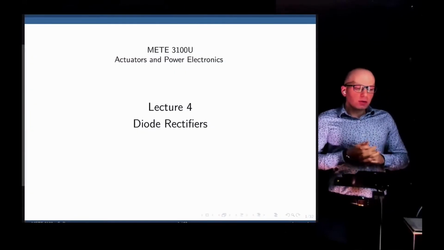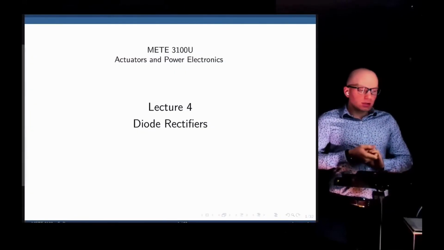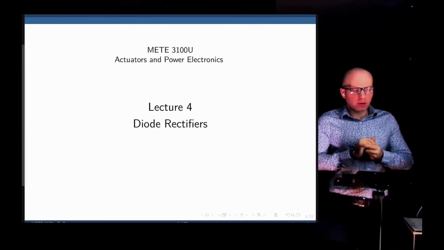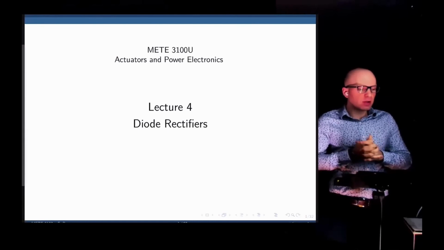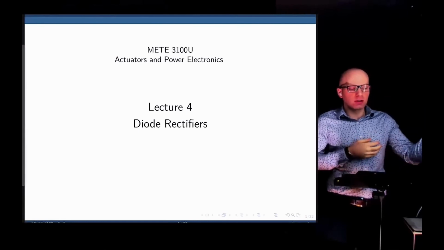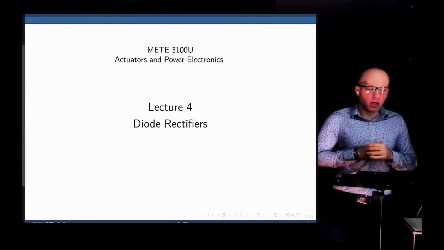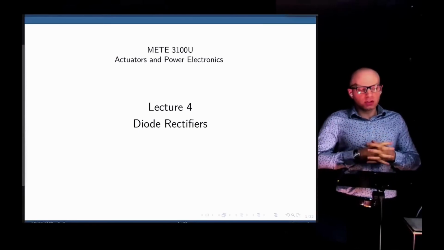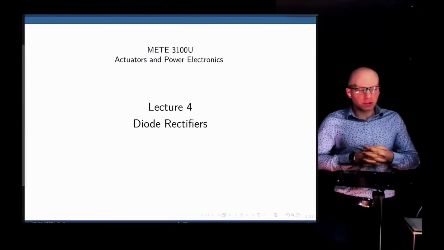So today we're going to look at diode rectifiers. This is an essential component of power electronics in the sense that we're going to use them in a variety of scenarios to prevent, for example, currents flowing from an inductive load back into our system, to convert AC to DC, and in many other applications.